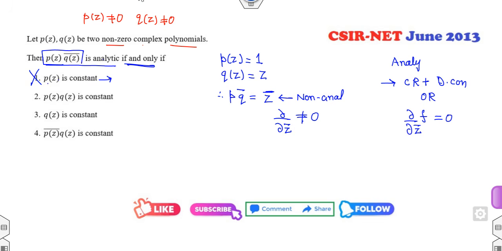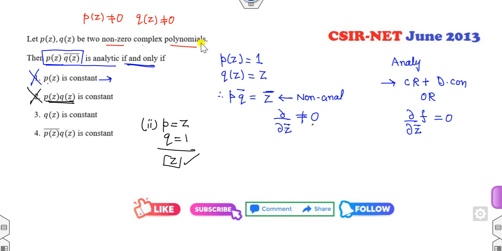Look at the second option. P into Q, the product is constant. Again, I need to check for an analytic function. So what value can you choose on that? I can reverse that. If I choose P equal to z, Q equal to 1, this function is analytic, because the product will be z and the derivative will be 0. So this is analytic, but the product is not constant.